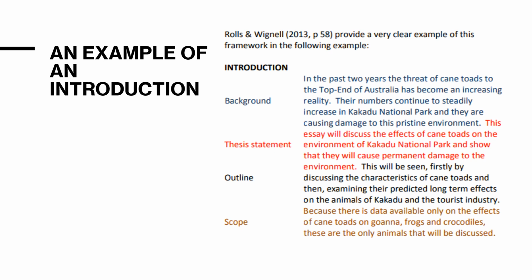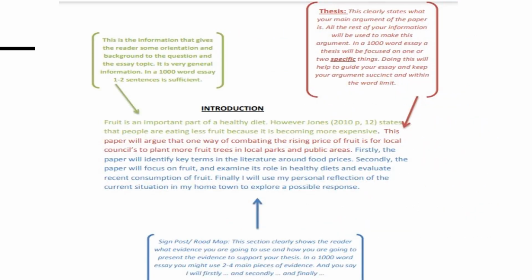And then here's another example. So this second example reads, fruit is an important part of a healthy diet. However, Jones 2010 states that people are eating less fruit because it is becoming more expensive. This paper will argue that one way of combating the rising price of fruit is for local councils to plant more fruit trees in local parks and public areas.